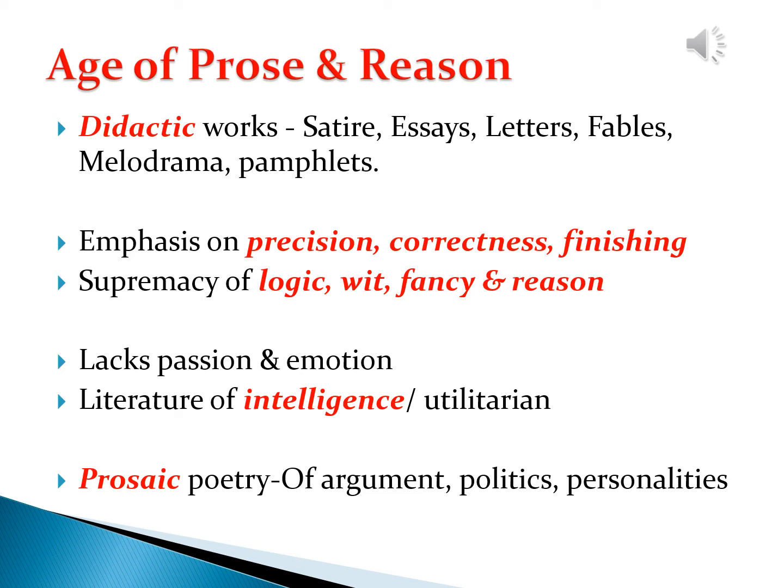What was most important in the neoclassical period was logic, wit, fancy, and reason. So the literary works of the neoclassical period generally lack passion and emotion, and it is said to be a literature of intelligence, a utilitarian kind of literature. And the poetry which existed in those days was generally prosaic poetry. Hope you know what is prosaic poetry. Poetry which is not rhythmic. Poetry which sounds like prose. So very often the poetry written during the neoclassical age was poetry of argument, poetry of politics, poetry of personalities. It was totally different from the style of romantic poets.